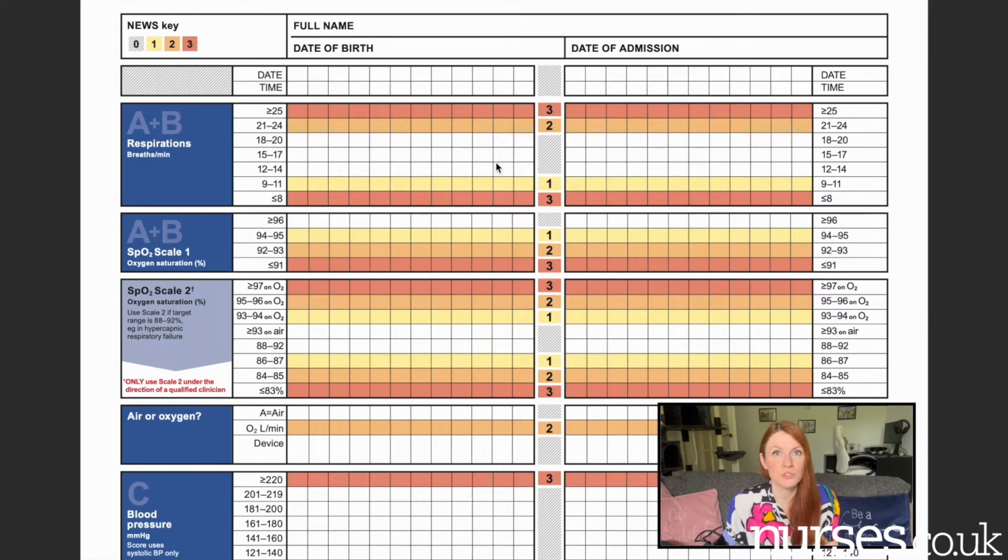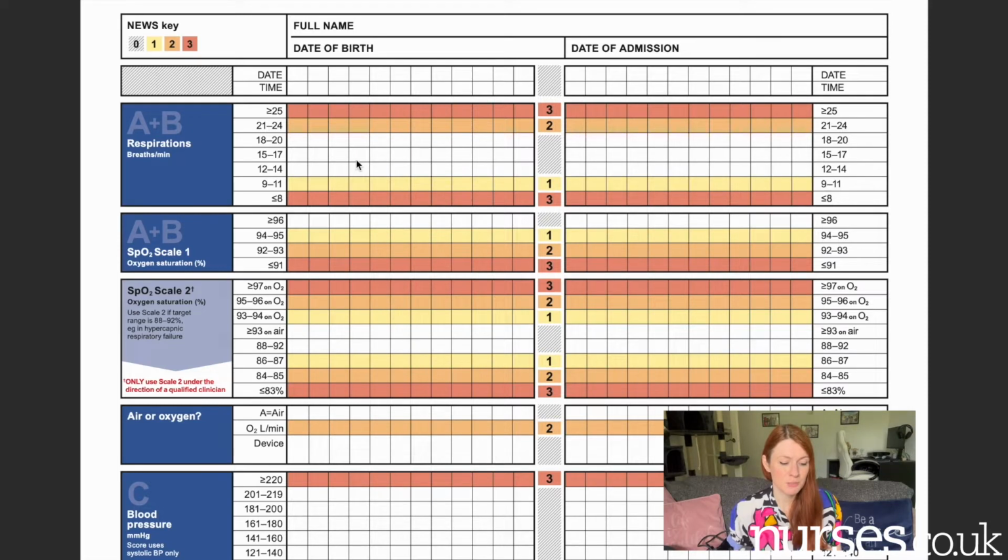So always use your clinical judgment. This chart only goes so far. As you can see, respiratory rate anywhere between 12 and 20 is a good range. It's normal.